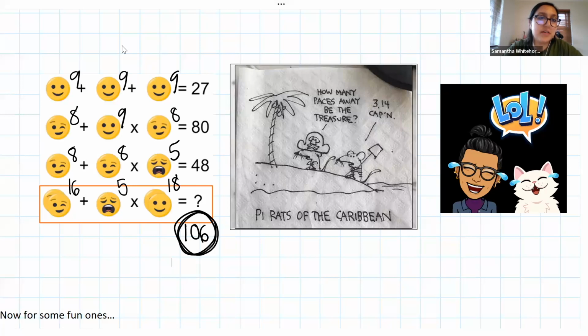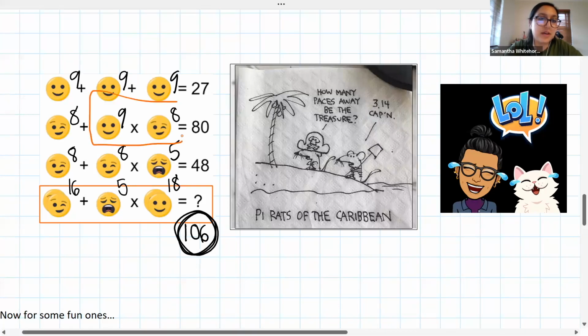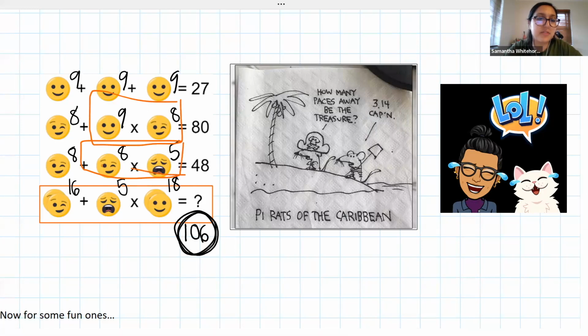Just always remember, obviously, guys, you need to be applying BODMAS. So the 9 times 8 has to happen first, the 8 times 5 has to happen first, and the 5 times 18 has to happen first. And that gave us our final answer there of 106. Very nicely done and well done. I did see a couple others also get 106. So very well done. But good, well done, guys.